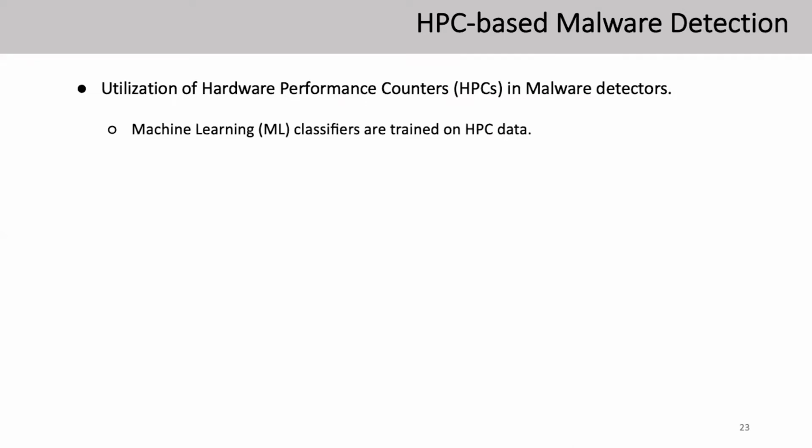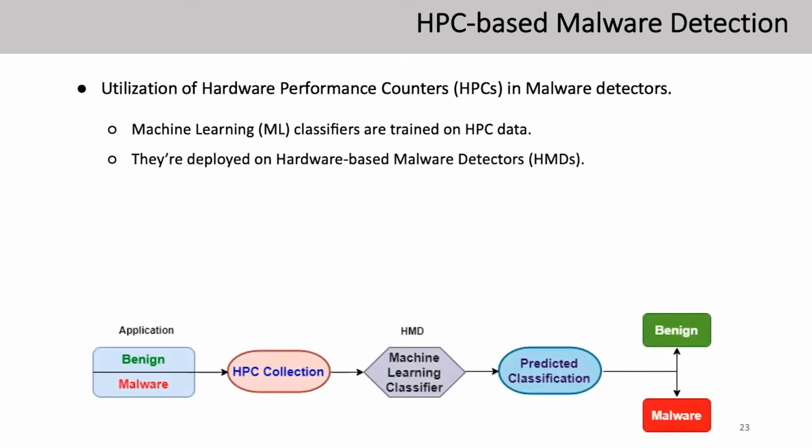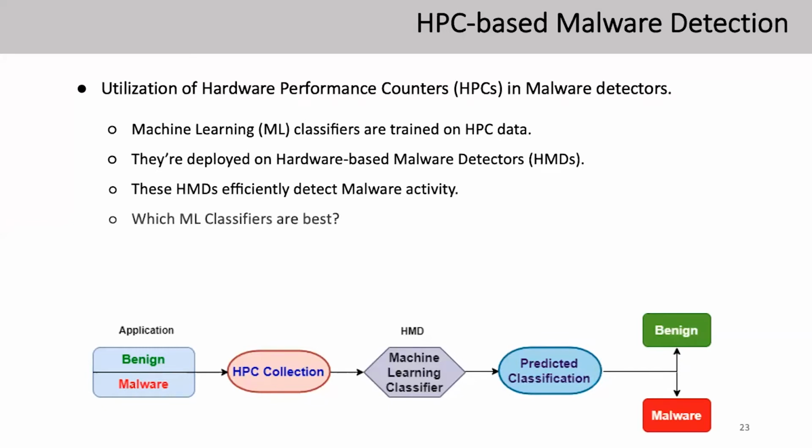So for HPC-based malware detection, we are using a machine learning classifier. We collect HPC data from a set of benign programs and a set of malware programs, and we use a machine learning classifier. This is how it works: you collect the HPC data, you train a machine learning classifier from a set of known benign and malware programs, and then when an unknown program comes, depending on this classifier, it will predict whether it's benign or malware. So these HMDs efficiently detect malware activities, and the question is which machine learning classifiers are best.